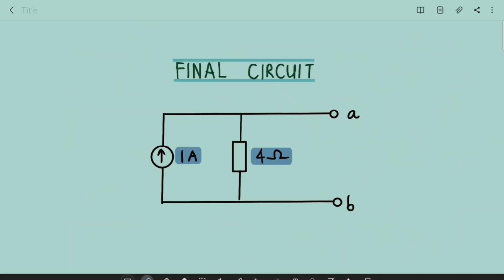So for the final circuit, after we calculate the I Norton and R Norton, our final circuit will look like this. This is I Norton, this is R Norton. I Norton will be parallel to R Norton.